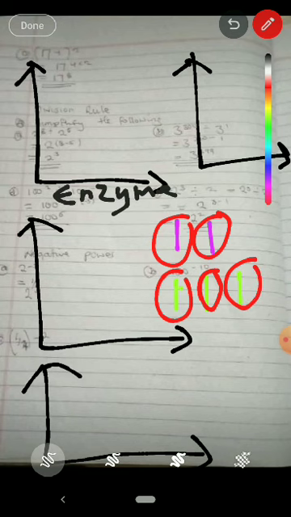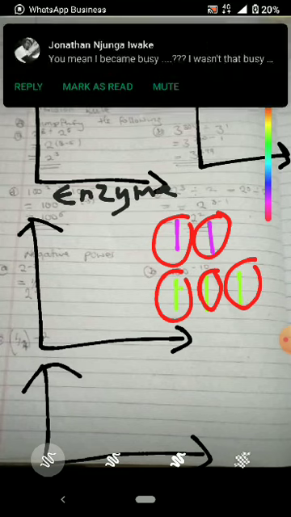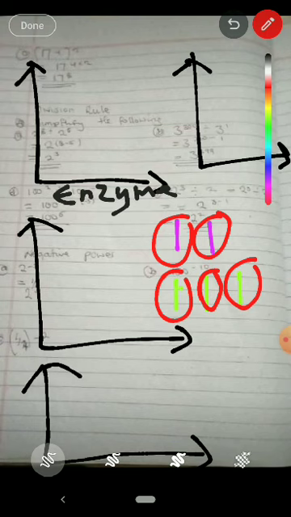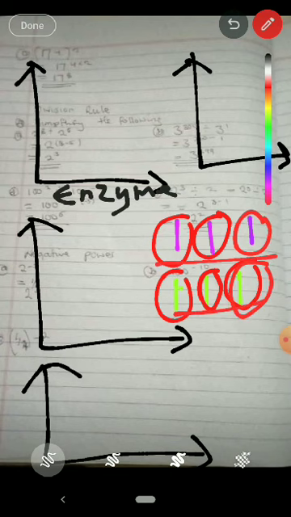What happens if we increase the amount of enzymes? We increase the enzyme concentration, we add another enzyme. Then this enzyme will be acting on this substrate, so all these three enzymes will be working at the same time. Therefore, the reaction is going to be very fast because all the substrate is being worked on. That's the first scenario.